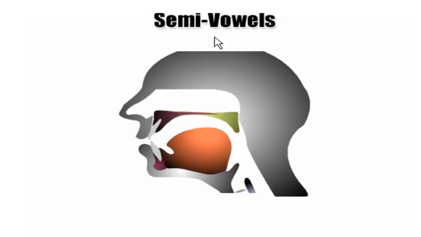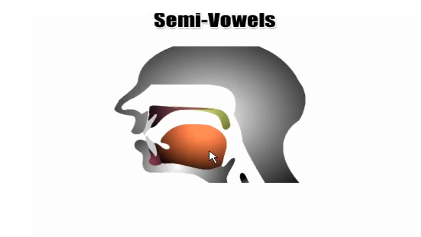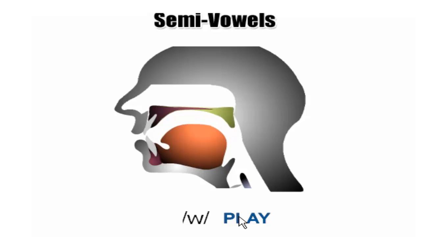Before learning about vowels, we have to learn about semivowels. They are vowel-like sounds that come before and after vowel sounds. W, w. Now, we will learn about vowels.